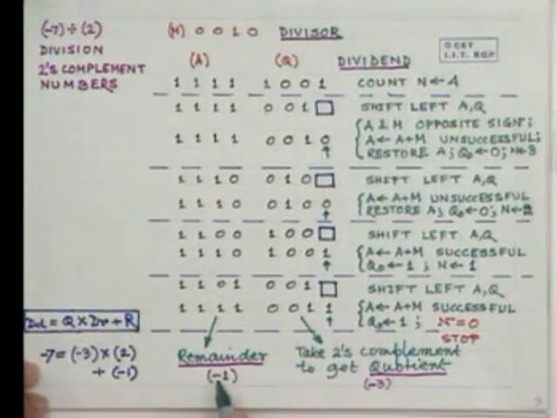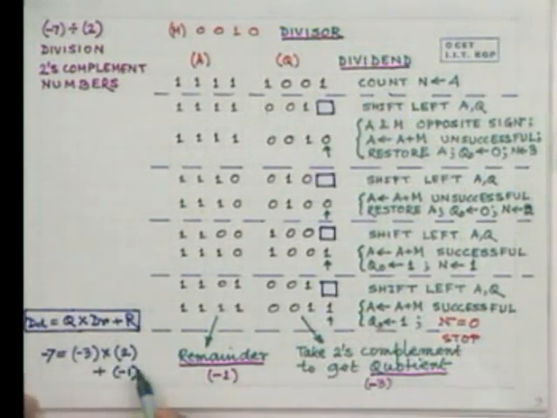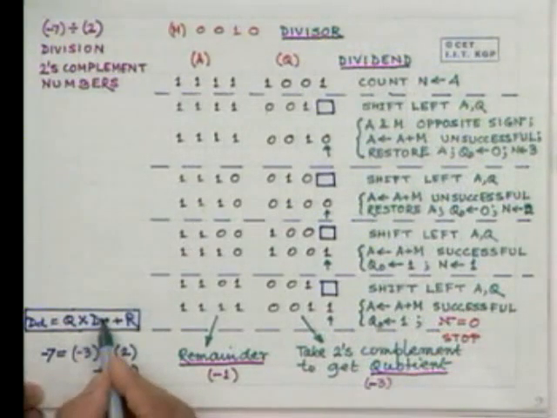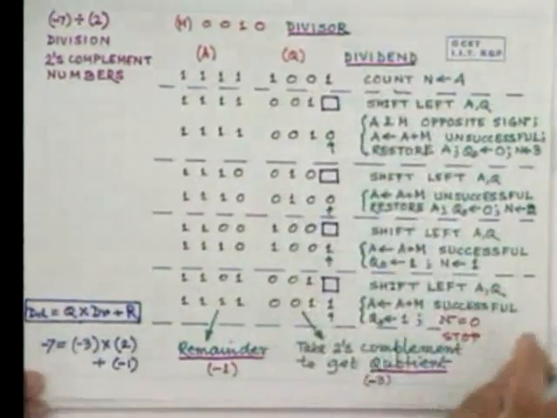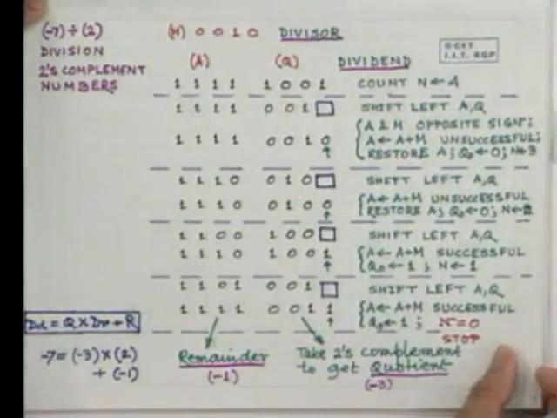Therefore, my remainder is minus 1, quotient is minus 3, and you see that now fits into this equation, that the dividend should be obtained as quotient into divisor plus remainder. The dividend was minus 7, the quotient is minus 3, and divisor is 2, and the remainder is minus 1, and therefore, our result is correct as per the algorithm that we have followed. Therefore, this is a simple algorithm for division that we can utilize using 2's complement representation of integers.